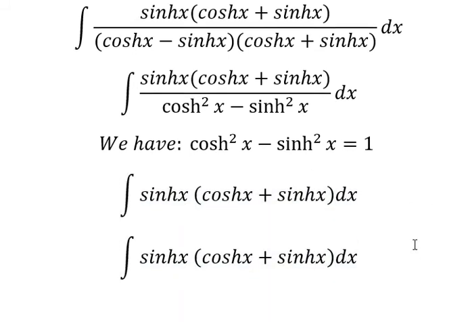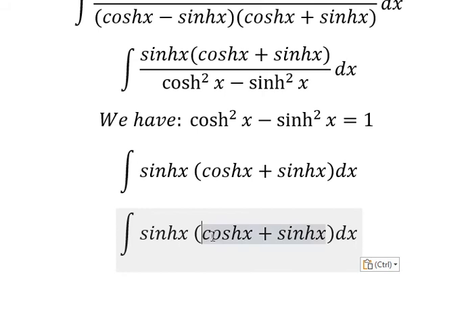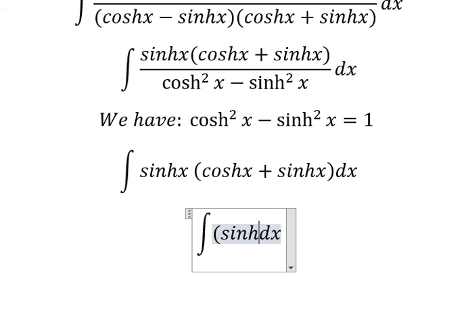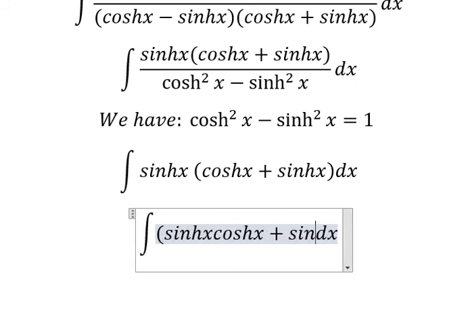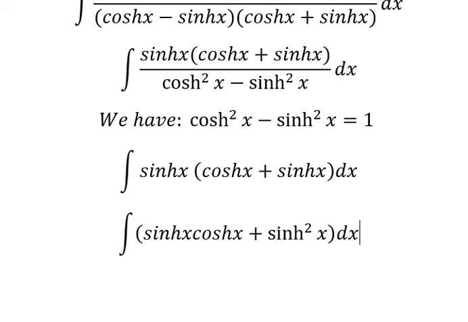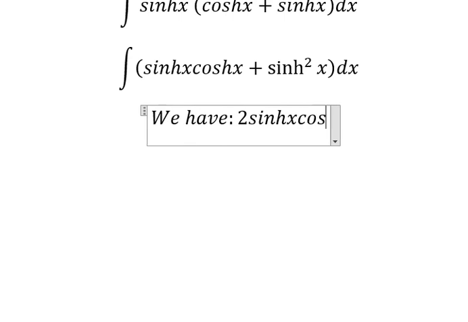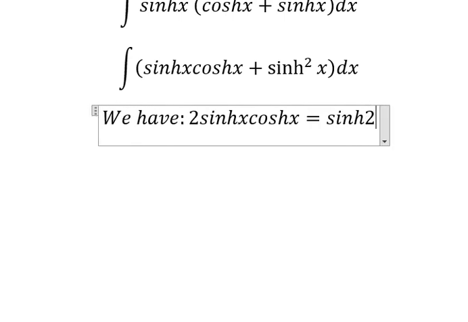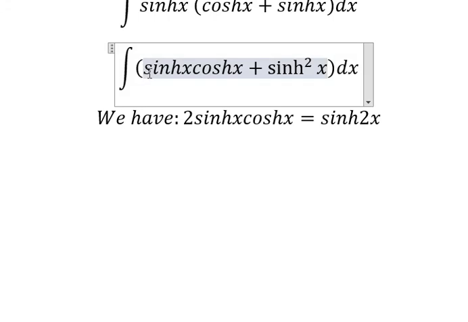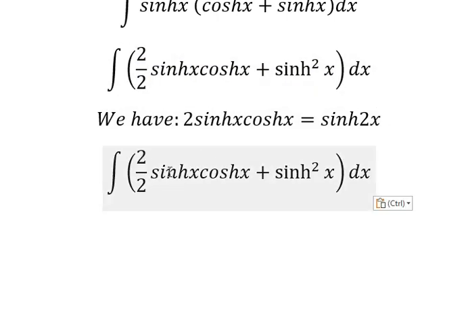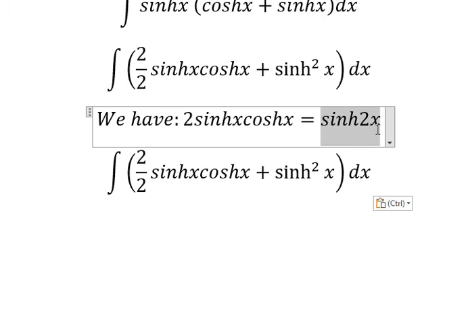Next, we know that sinhx multiplied by coshx and sinhx. Next, we have the formula in here. 2 sinhx coshx equals sin 2x. Now, because we don't have number 2, we can add it like this, 2 over 2. So 2 sinhx coshx we change by this one.